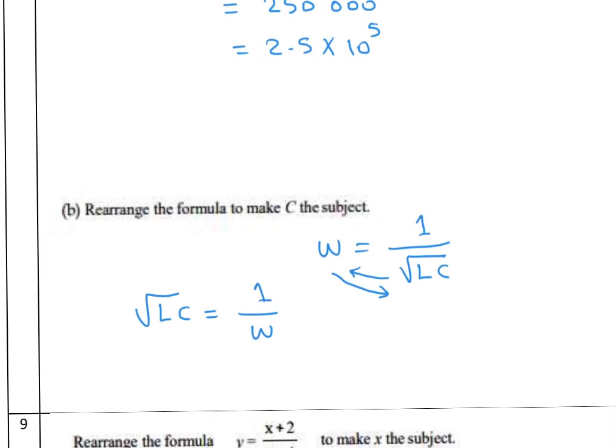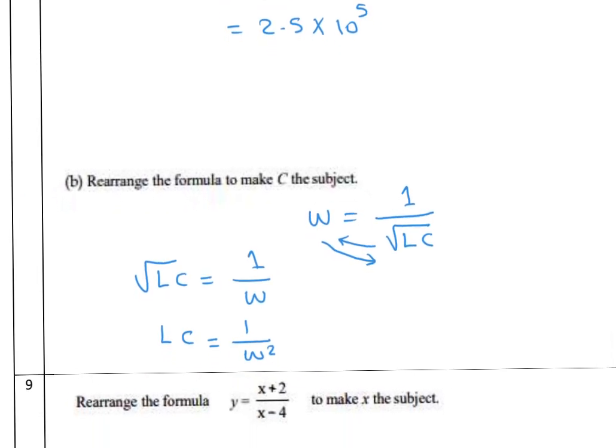Then we can get rid of the square root by squaring both sides. So LC equals 1 over W squared. Then divide by L. So C equals 1 over W squared L. Yes, correct.